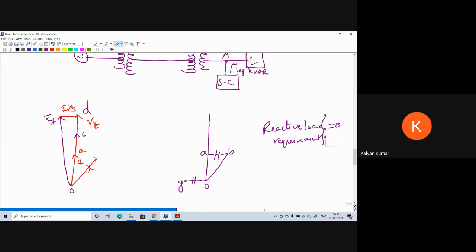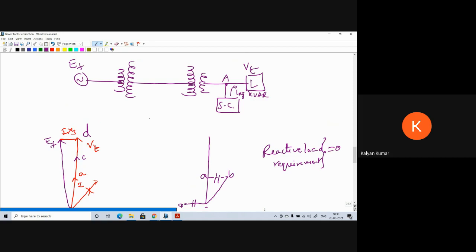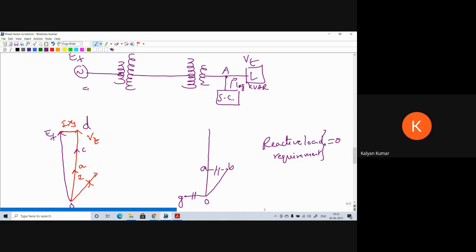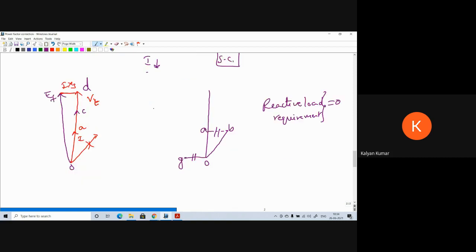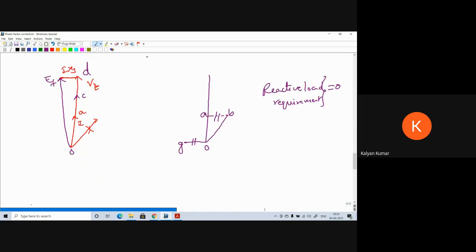As lagging kVAR is zero, the power required from the generating station is only pure active power. Therefore, the current is going to be minimized. The current delivered from the generating station to the load center is going to decrease. As the current is decreased, I square R loss decreases.